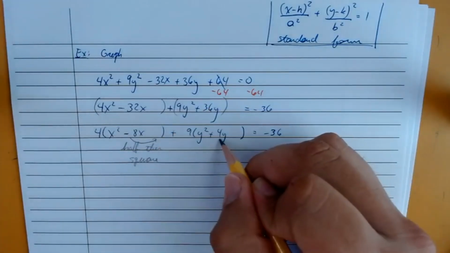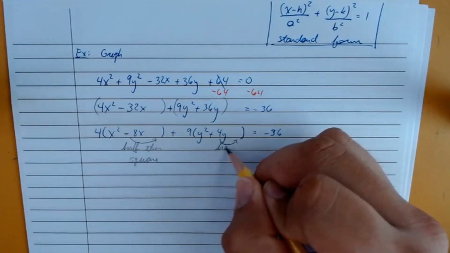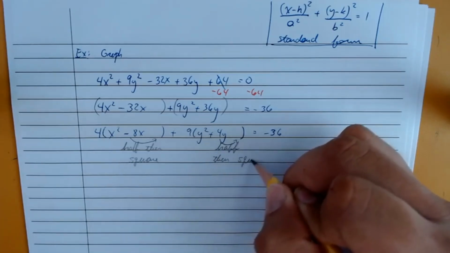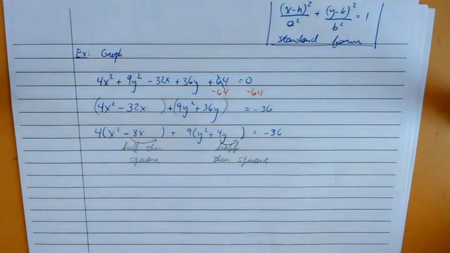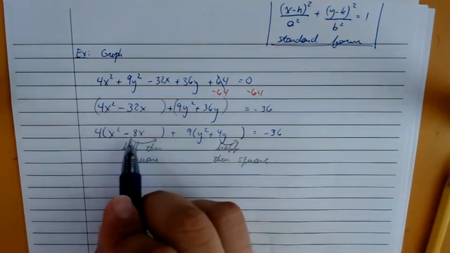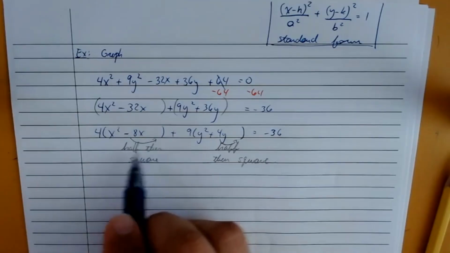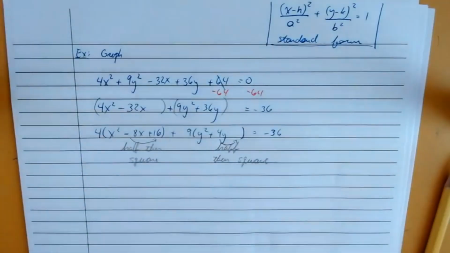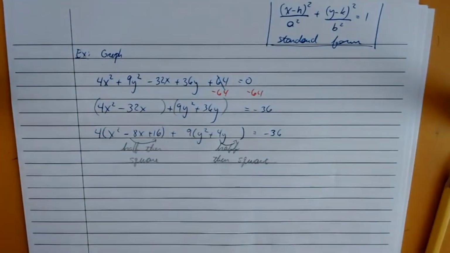And same thing for this one. You're going to take half, then square. All right, well, half of negative 8 is negative 4. And when you square negative 4, negative 4 times negative 4 is positive 16. In fact, let me go ahead and write that in red here.